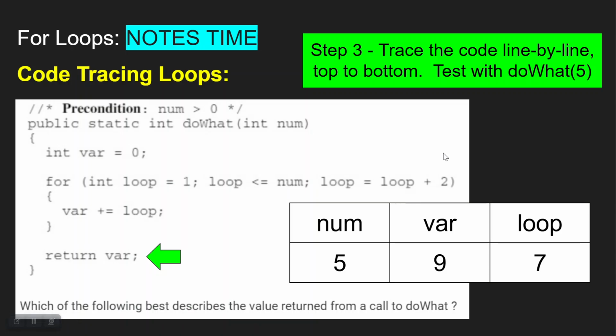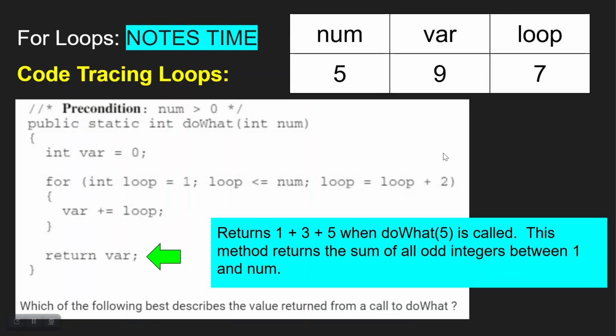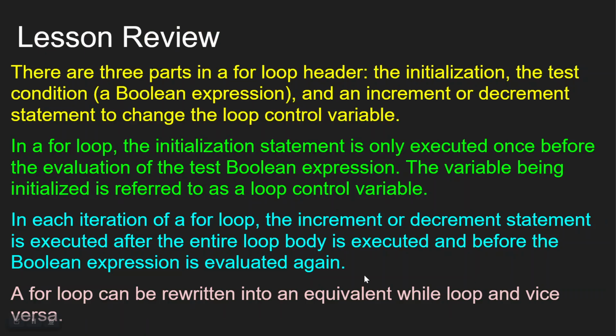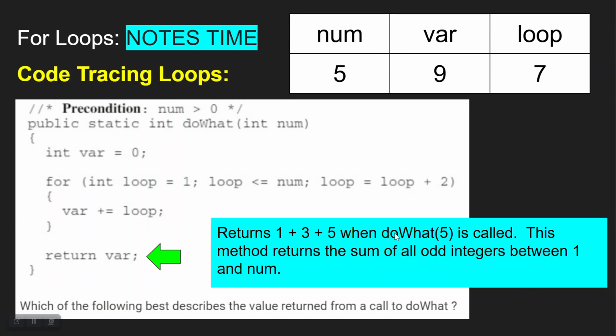So that kind of gives you an idea of how to code trace a for loop. So this returns 1 plus 3 plus 5 when do what 5 is called. So what this method actually does is this method returns the sum of all odd integers between 1 and the num. So if we were trying to figure out what it's going to do when we call do what with 10, well, that's going to be 1 plus 3 plus 5 plus 7 plus 9. So whatever those all add up to, that's what's going to get returned in that case.